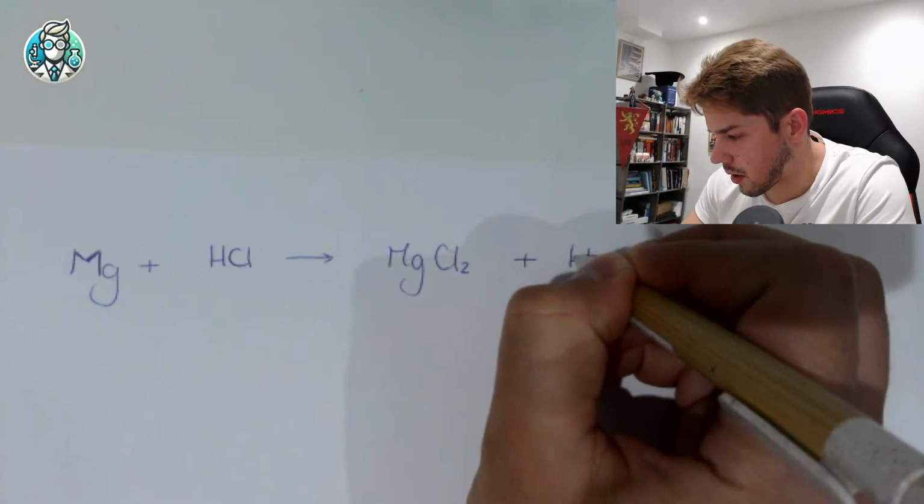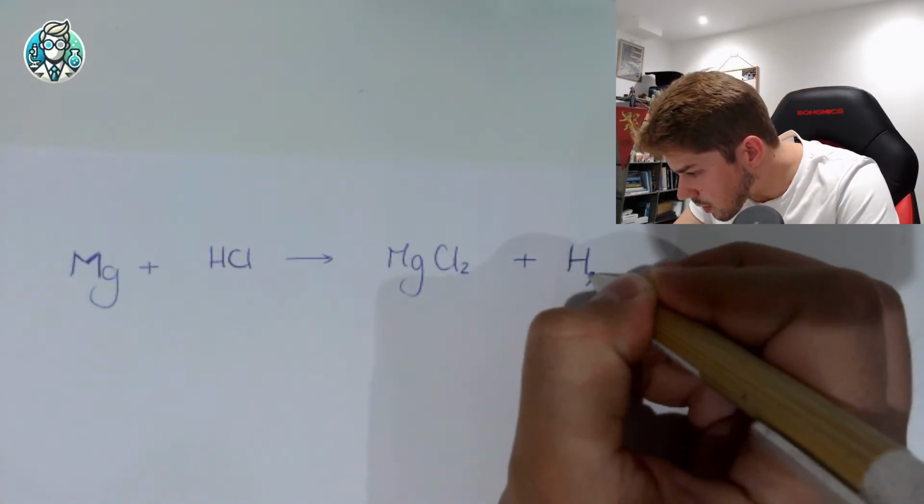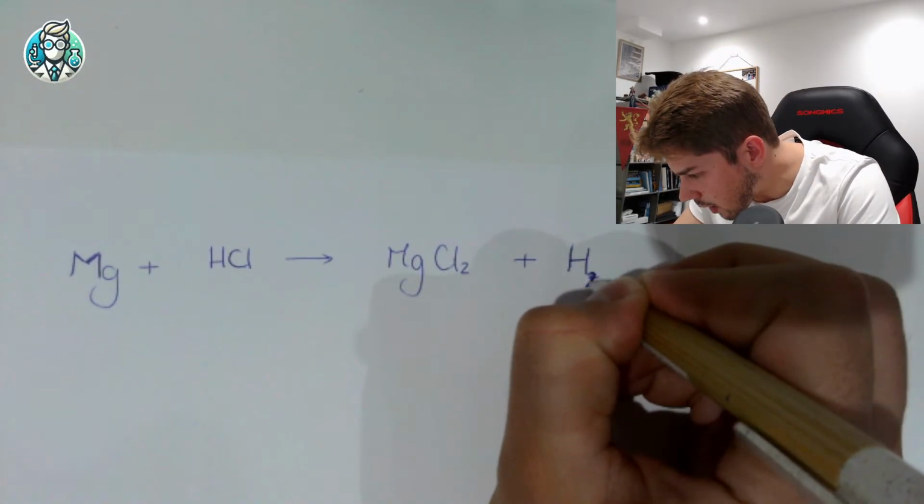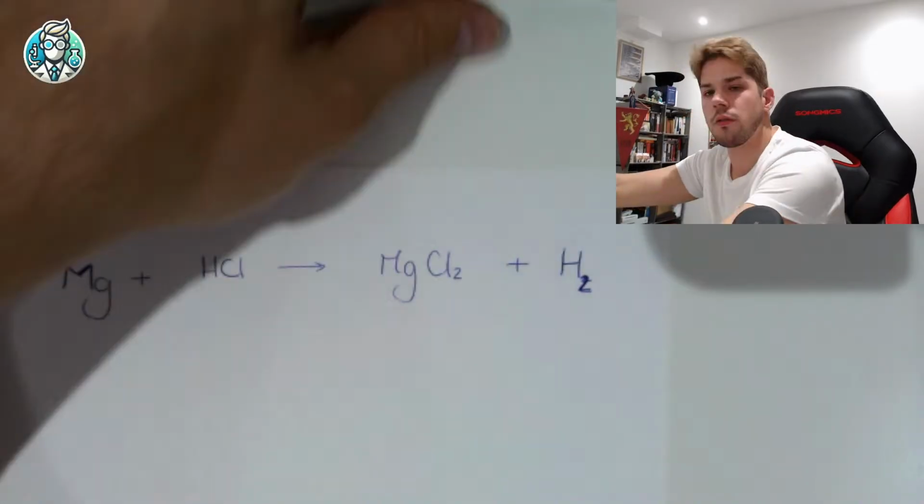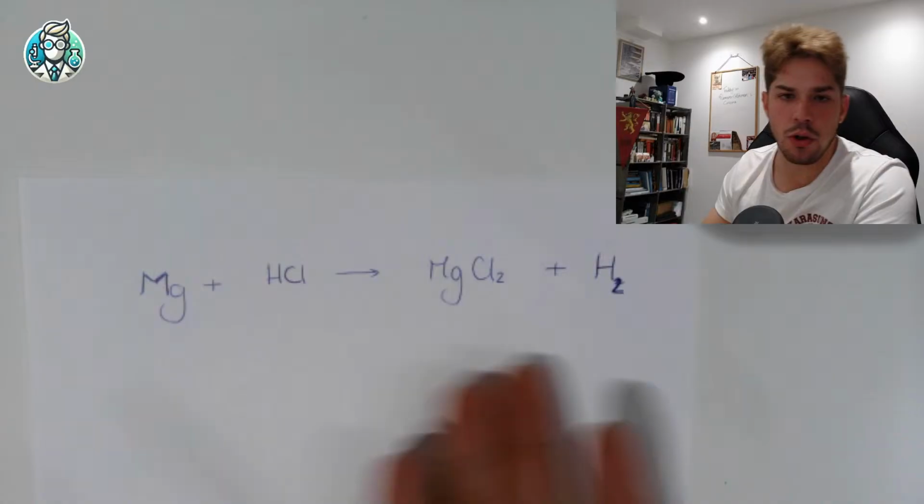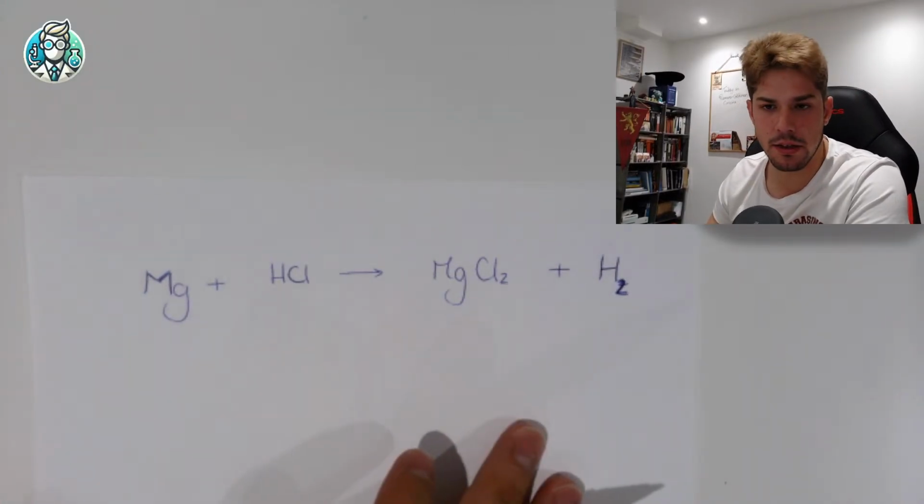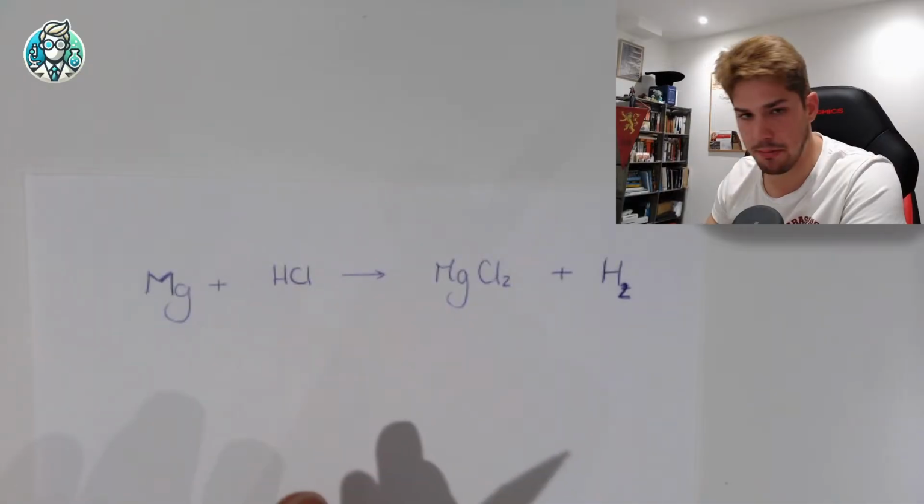Plus hydrogen. Ooh, wait a second, that 2 is not very nice. You know, I like things to be aesthetic, to be beautiful, to be nice. Okay, so here we got the chemical equation, and this is not balanced. It is not balanced. I can tell you from the very beginning that it is not balanced.